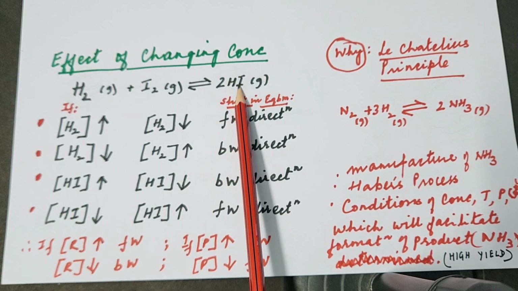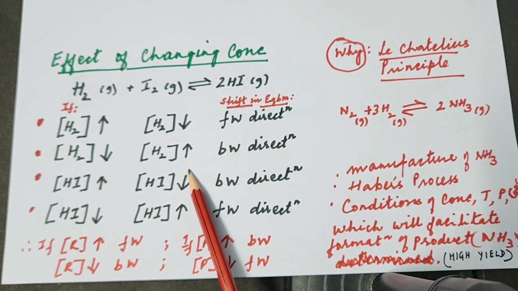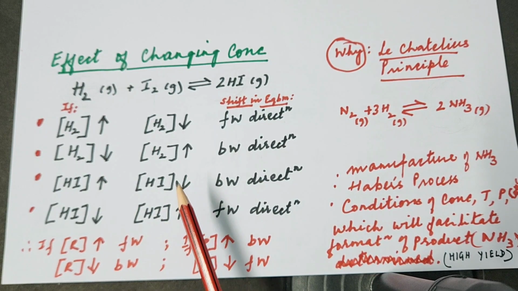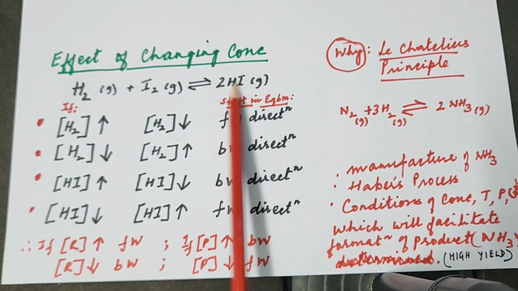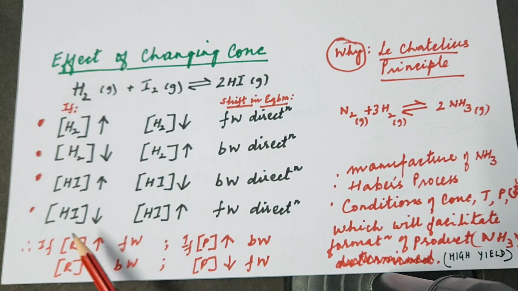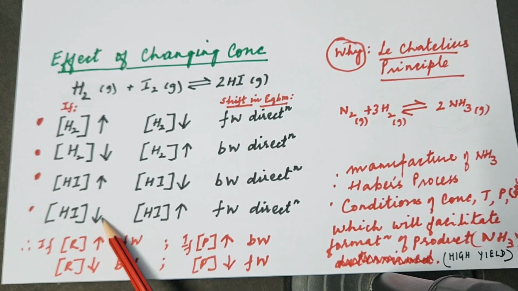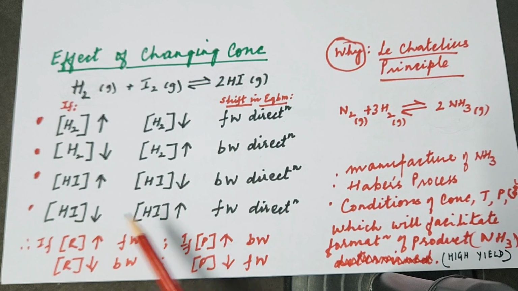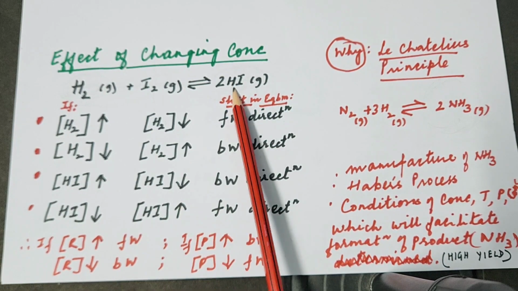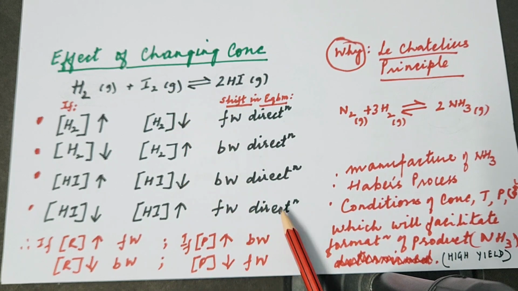If HI, that is the product, concentration is increased, how will the system undo the change? By decreasing the concentration of the product, HI, and that will happen if this is used up by moving in the backward direction. If we decrease the concentration of HI, the system will try to undo that change by increasing the concentration. It has to oppose the change imposed on the system, and this will increase when the reaction system shifts its equilibrium in the forward direction.